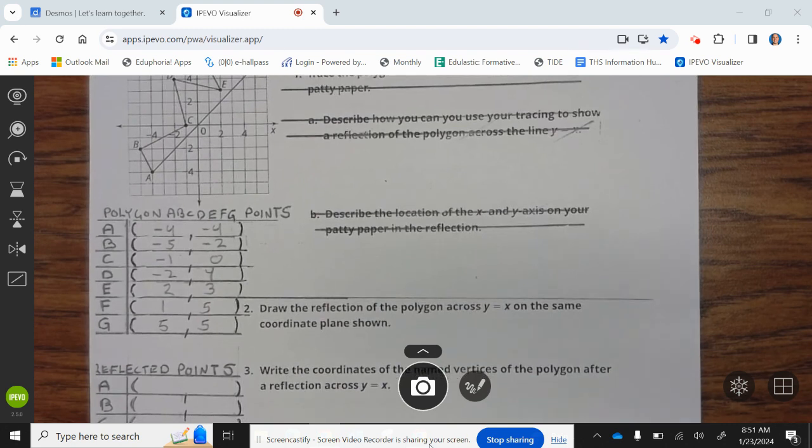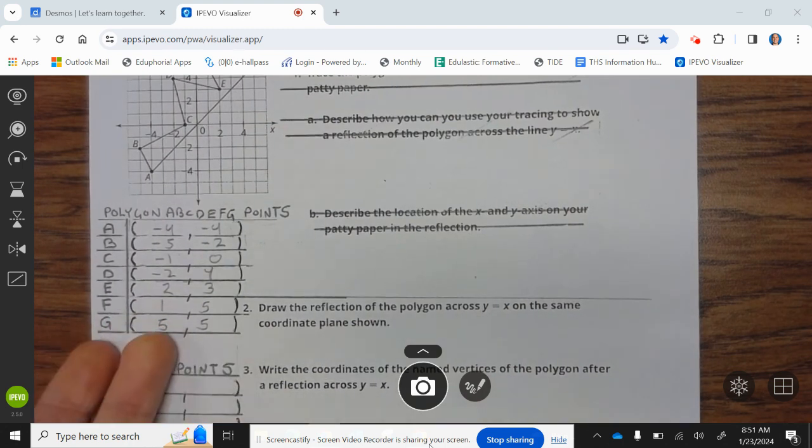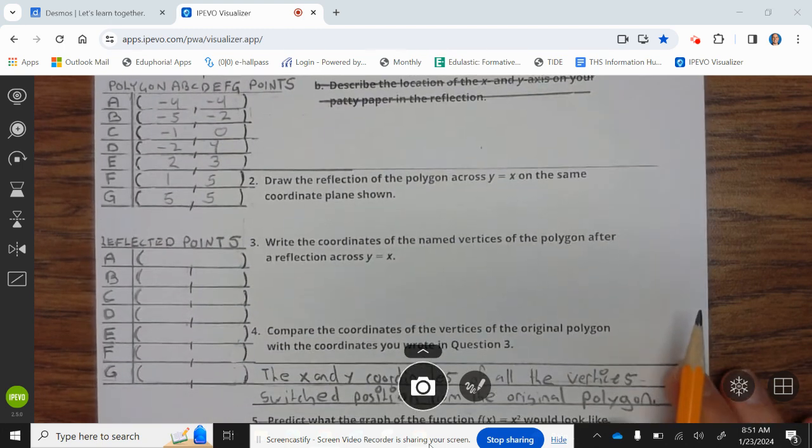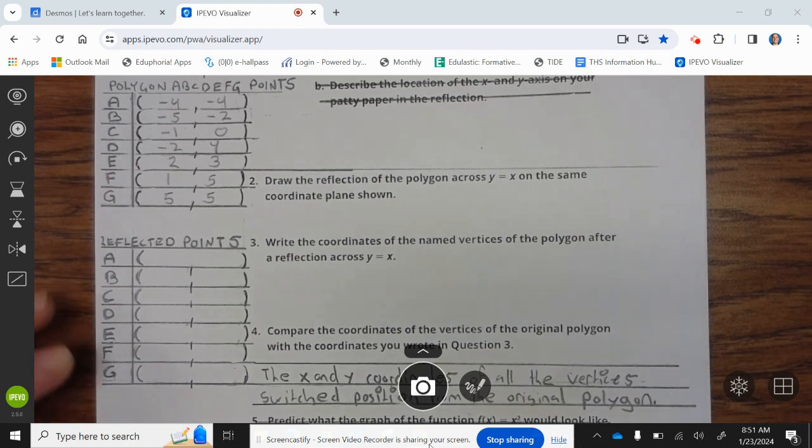Okay. 2. Draw the reflection of the polygon across y equals x on the same coordinate plane. Now, to reflect, you switch the points. Okay? So let's go ahead and do that. Write the coordinates of the named vertex of the polygon after reflection. So we're going to reflect the points.